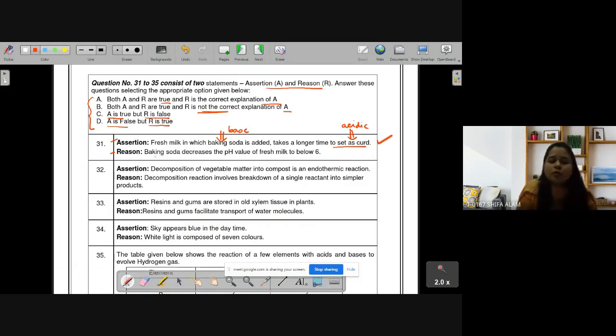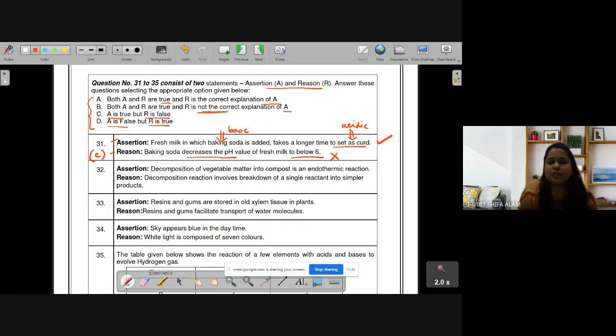Now, the reason says because baking soda decreases the pH of the fresh milk to below 6. No, baking soda will not decrease the pH of the fresh milk. Baking soda is a base and it rather helps to increase the pH of the fresh milk. So the reason is a wrong statement in itself. So the option we would choose would be A is true, but R is false. That is option C would be the correct answer.